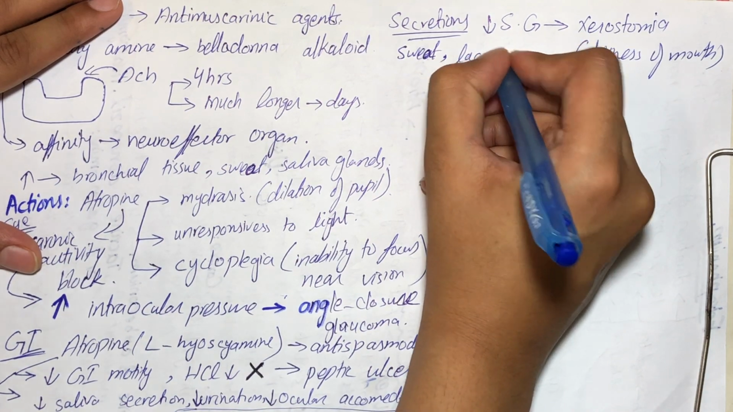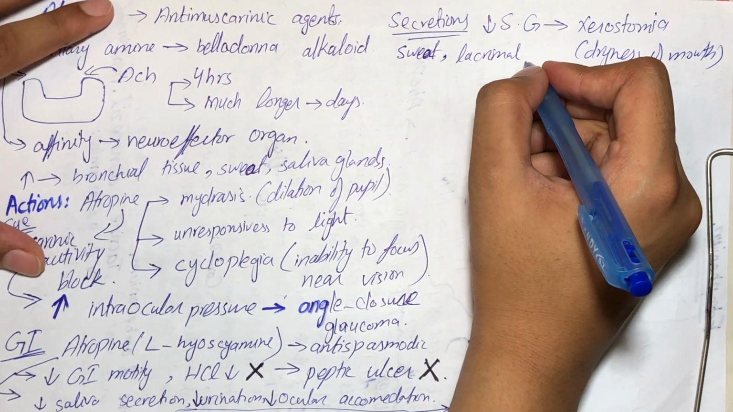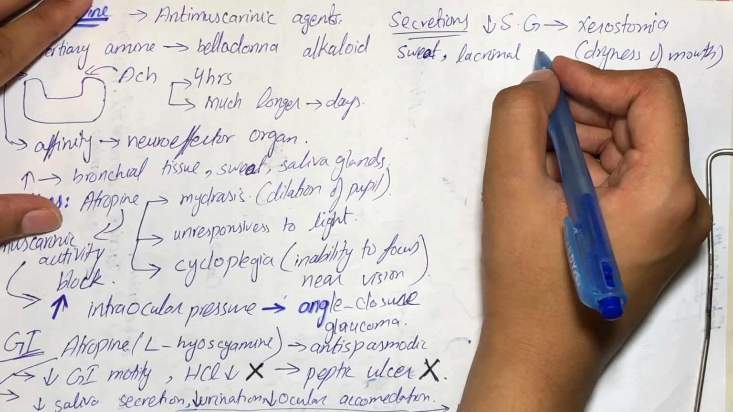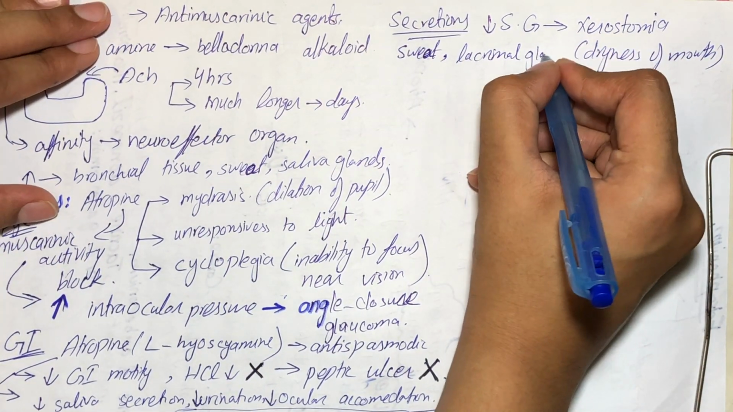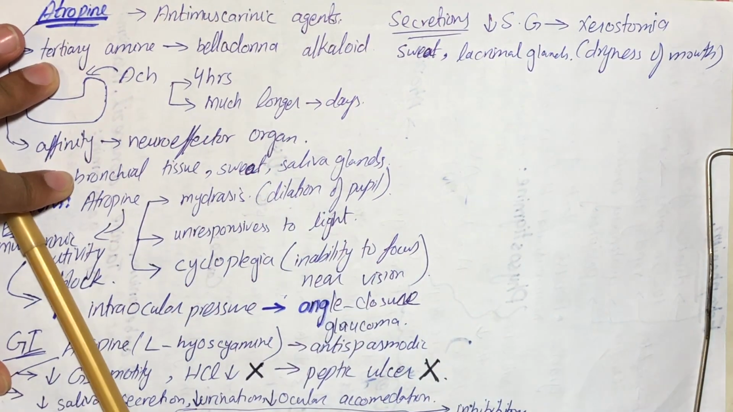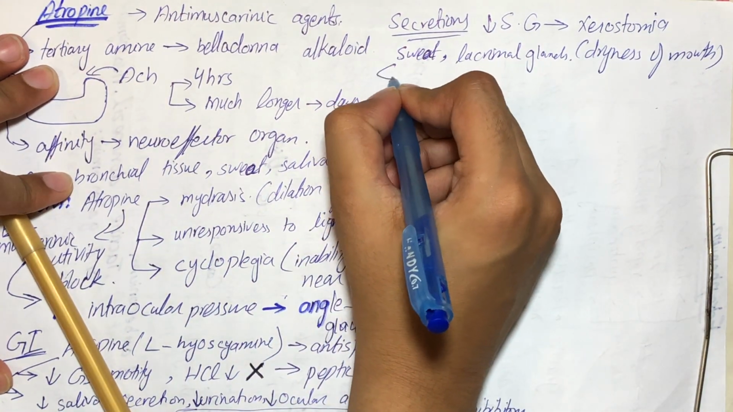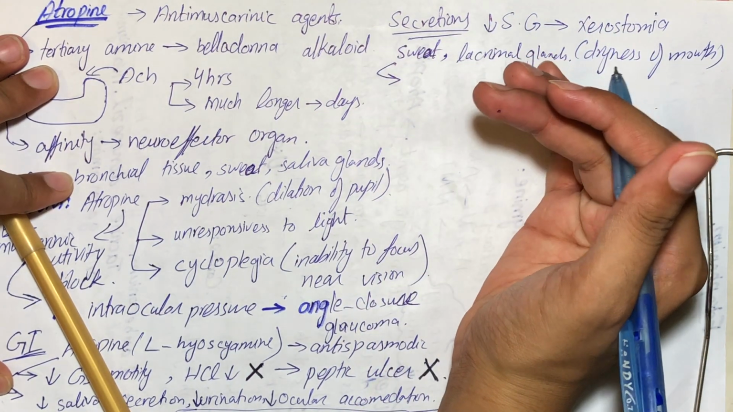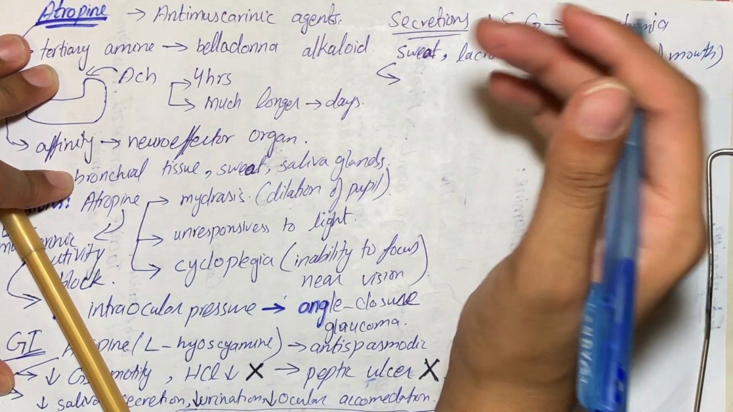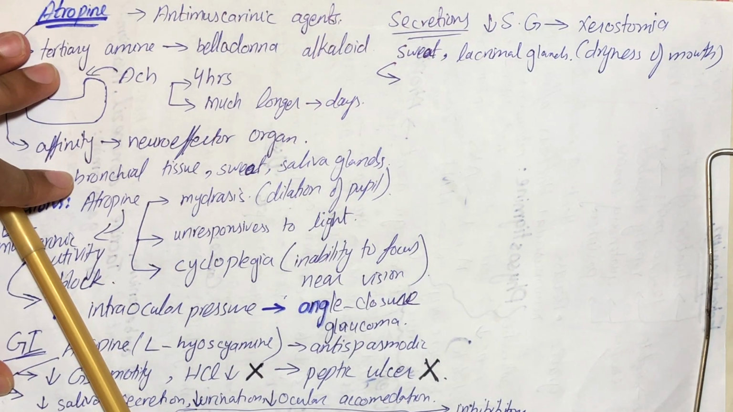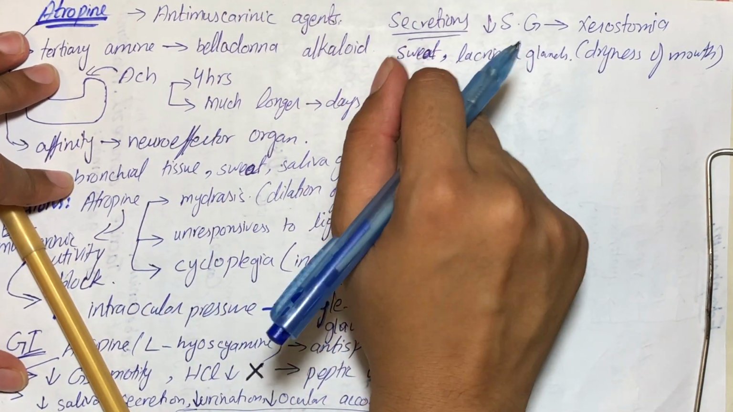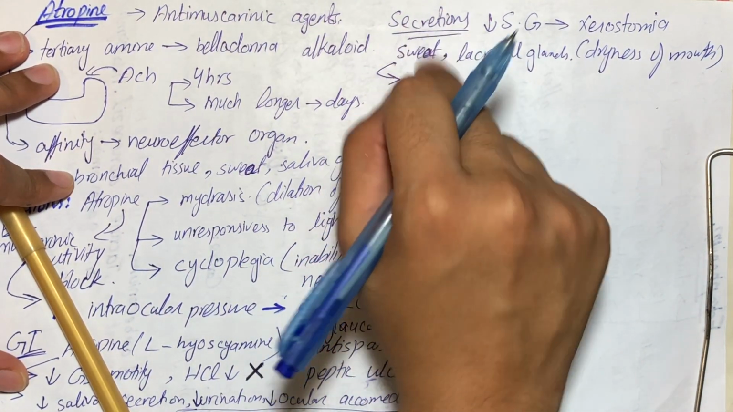Sweat and lacrimal glands also have similar activity, that their secretion will be decreased. So when there is a decrease in sweat gland secretion, what happens is that the body temperature is elevated, and it can be very dangerous in children or elderly. So in such patients, this decreased activity of sweat glands can be very dangerous.